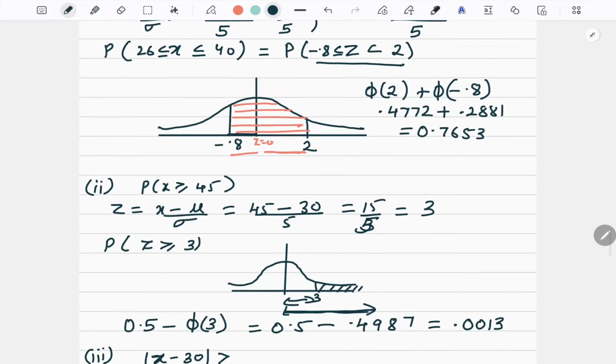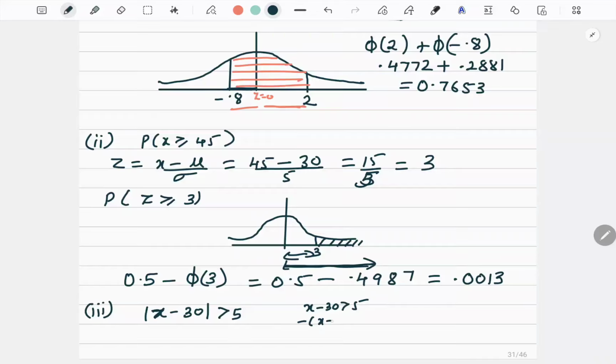Mod takes positive value as well as negative value. So I can split it into two parts. One is x minus 30 is greater than 5. One is minus of x minus 30 is greater than 5. When I am saying x minus 30 is greater than 5, it means x is greater than 5 plus 30, that is 35. Add 30 on both sides of this equation.